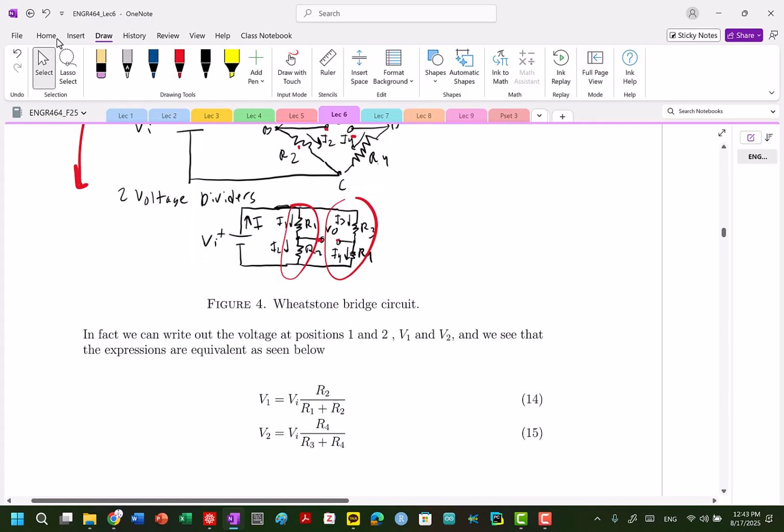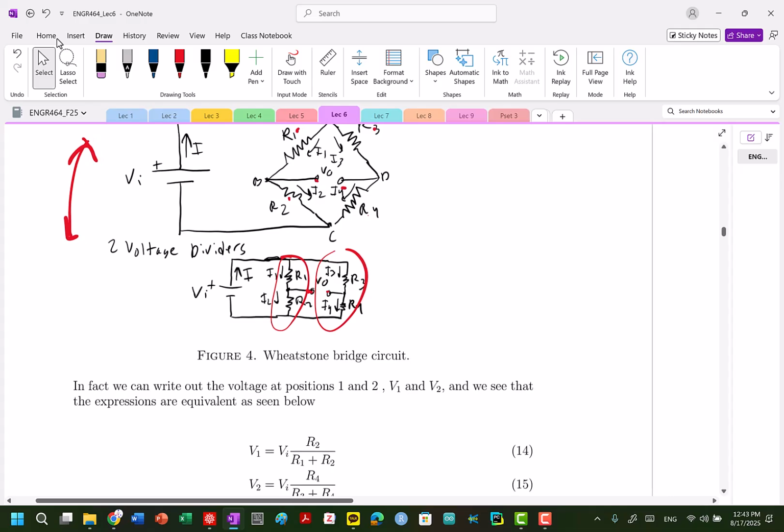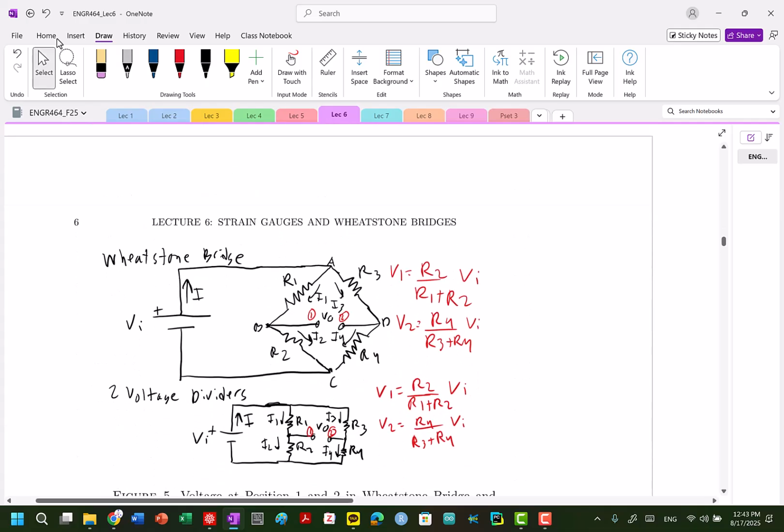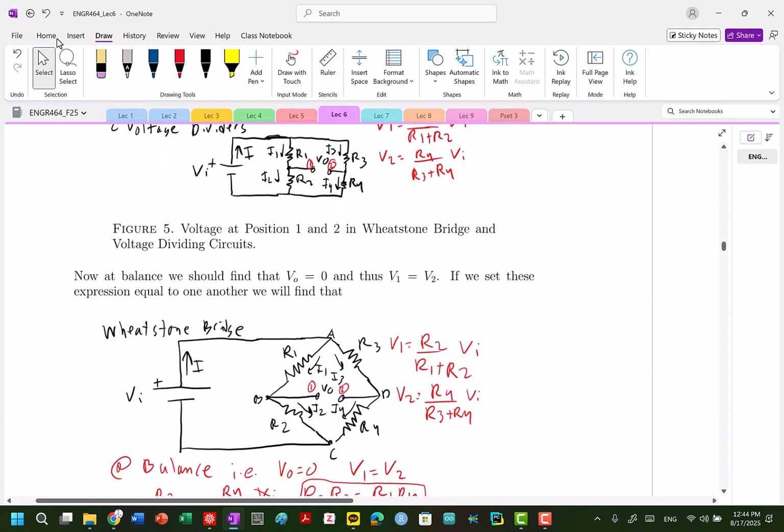If I look at basically this V1, we can write out the voltage at positions 1 and 2. And that is simply going to be, just like we did last time, R2 over R1 plus R2 times that V initial. If we are pulling some voltage essentially from here, this V naught, V2 is just going to be R4 over R3 plus R4 times V initial. So that's basically all we've got. You can see the same thing here. So that's the voltage across from there.